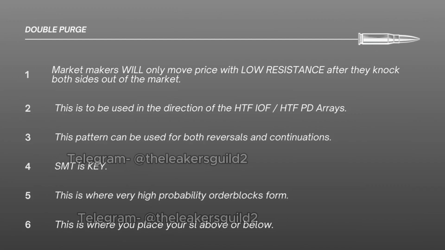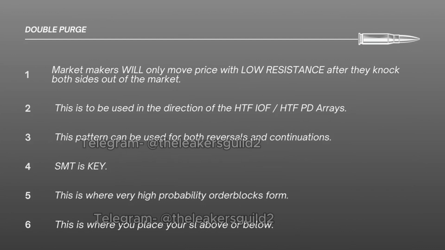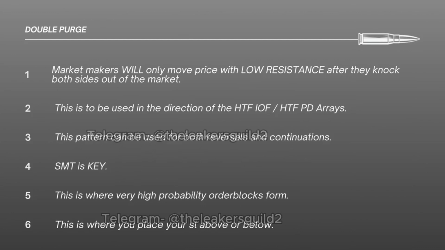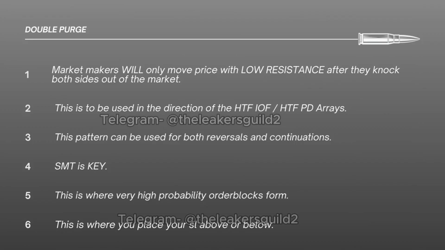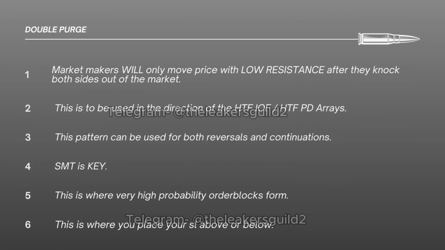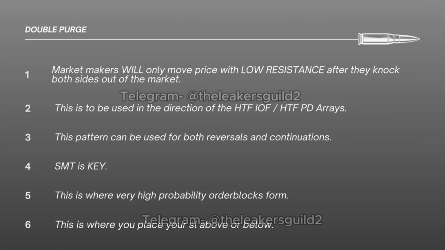Those market makers will only move price with low resistance after they knock out both sides of the market. Now we want to use this in the direction of the higher time frame institutional order flow and higher time frame PD arrays. And this pattern can be used for both reversals and continuations.